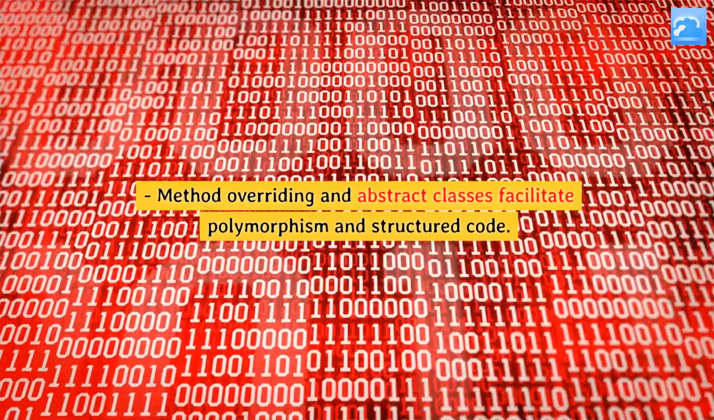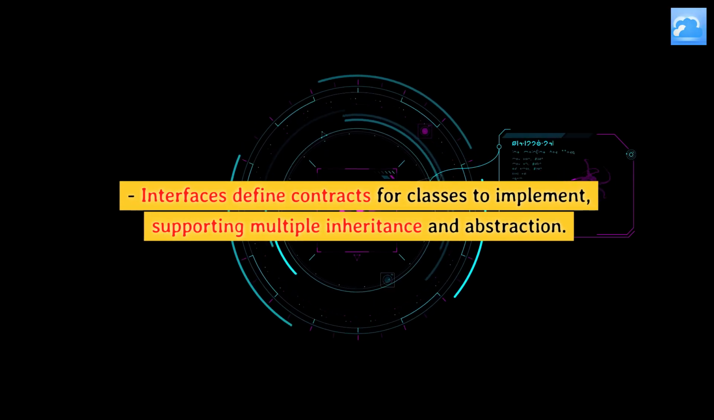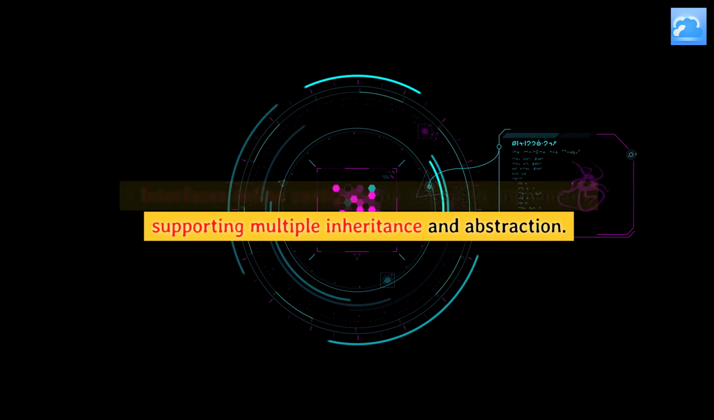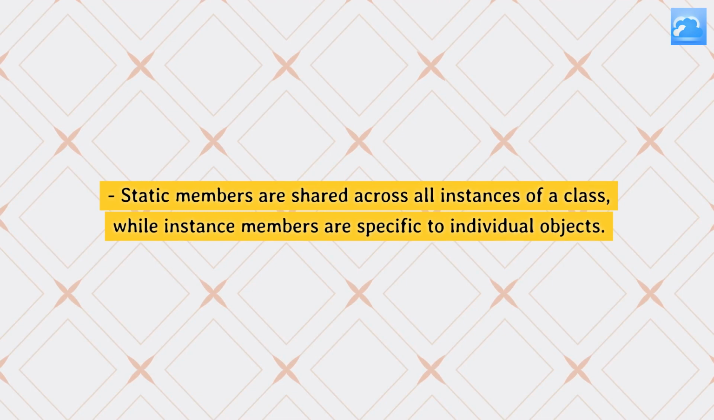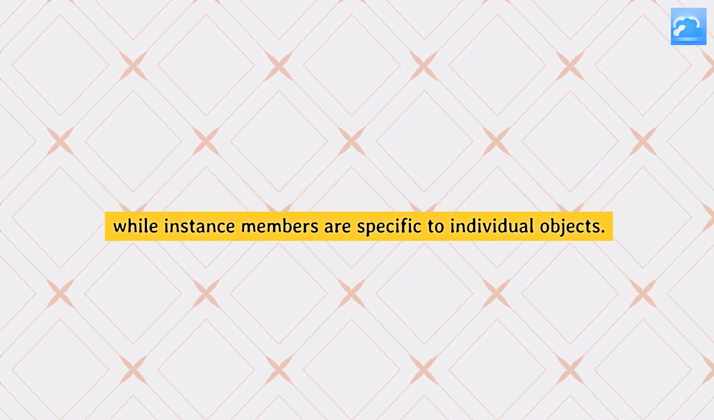Method overriding and abstract classes facilitate polymorphism and structured code. Interfaces define contracts for classes to implement, supporting multiple inheritance and abstraction. Static members are shared across all instances of a class, while instance members are specific to individual objects.